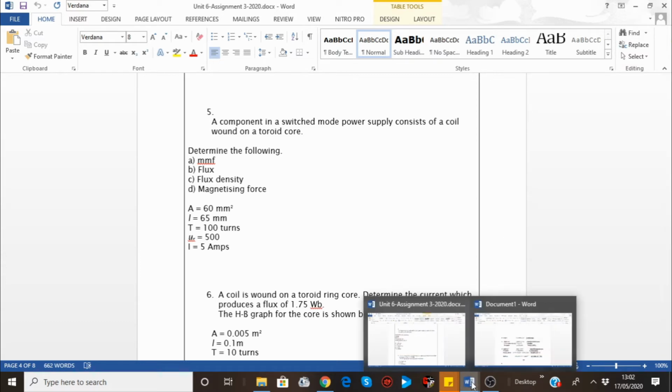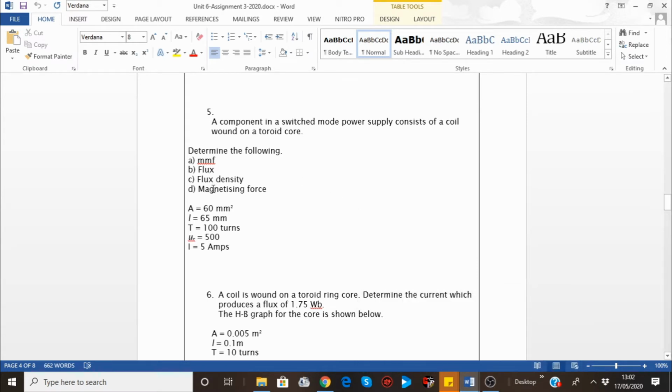So there's two ways I can do this. I can either follow this order, find MMF, flux density, magnetizing force, which is making it a little bit long-winded, but we can also find MMF, find the magnetizing force, and then the flux density, and then flux.